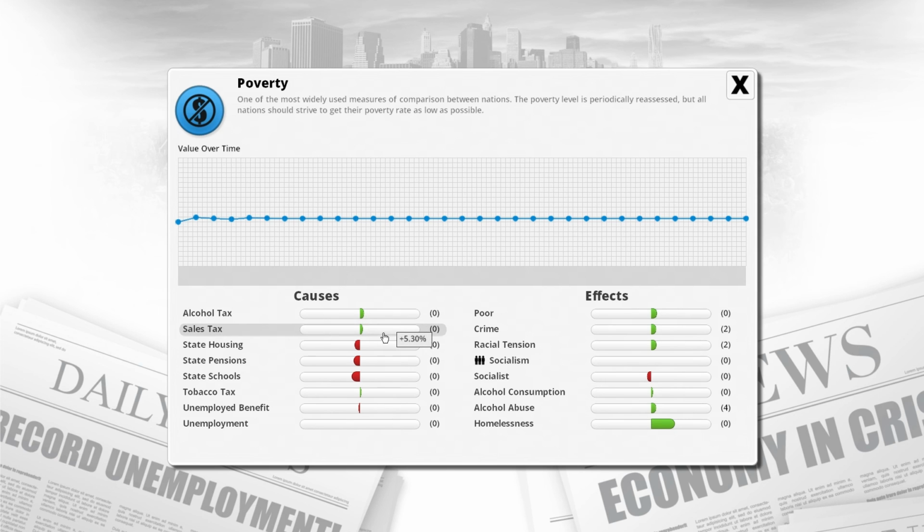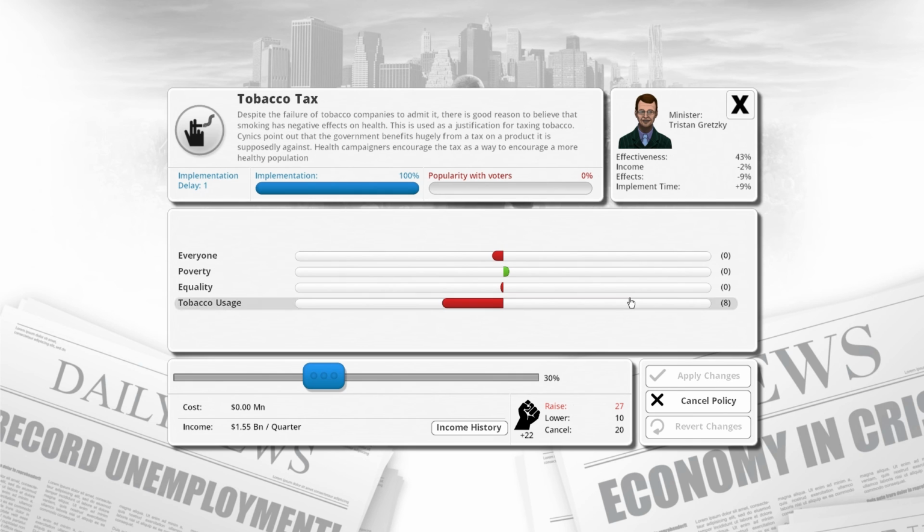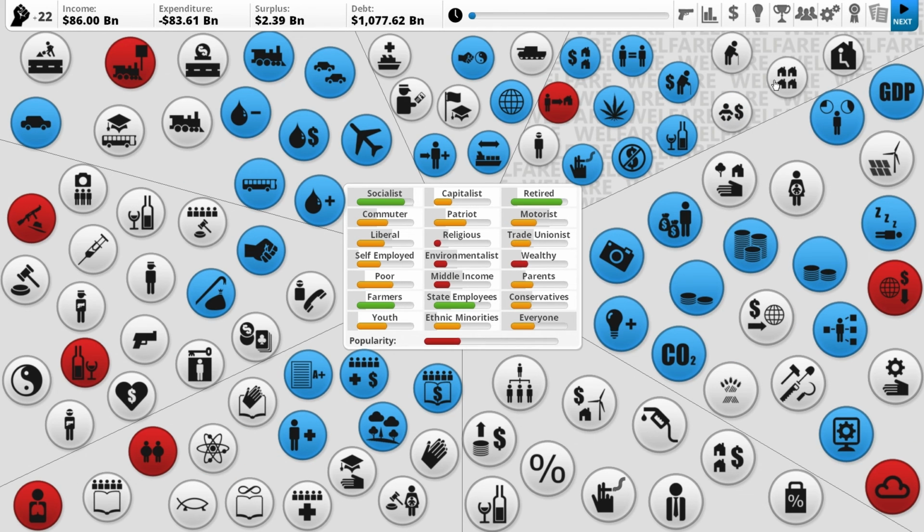Sales tax adds more to poverty. State housing is a negative effect. So this actually is helpful. Pensions, state schools, these things are helpful for poverty. You gotta play around with this a little bit and get used to it, but you'll see what I mean as you play this game if you go ahead and get it. So I'm actually, you know what? I'm just gonna leave this alone.